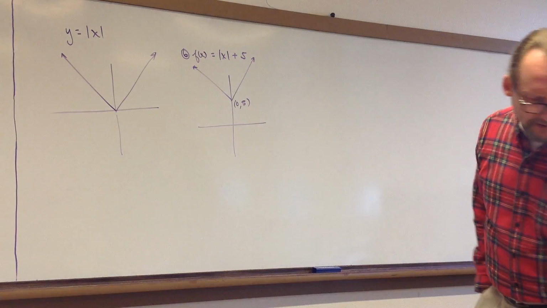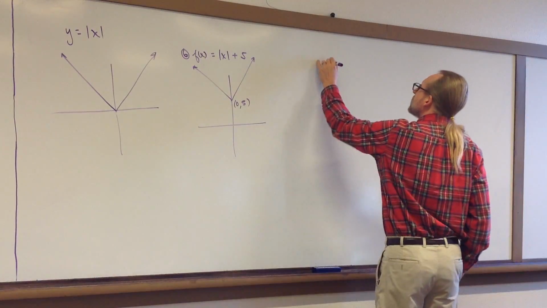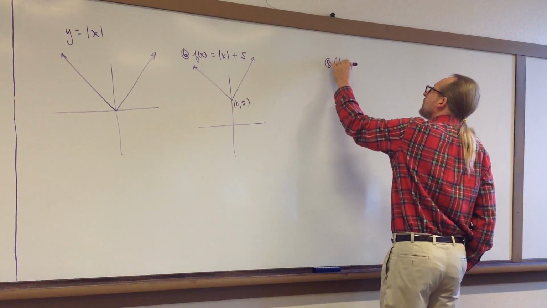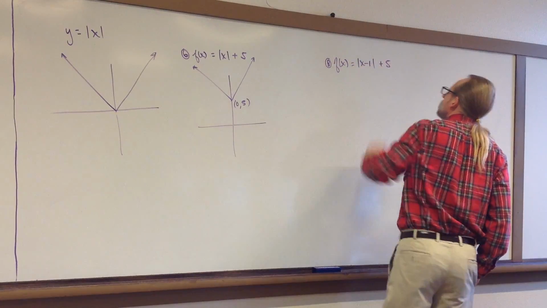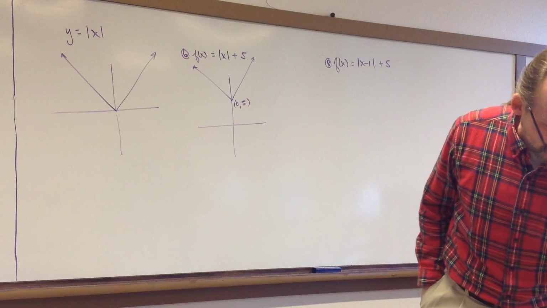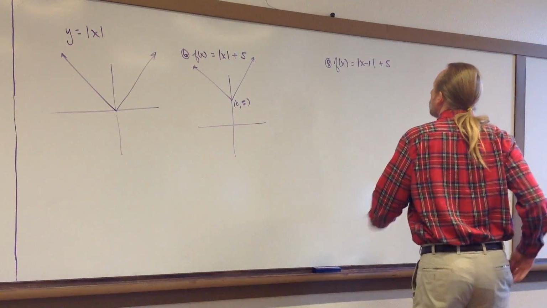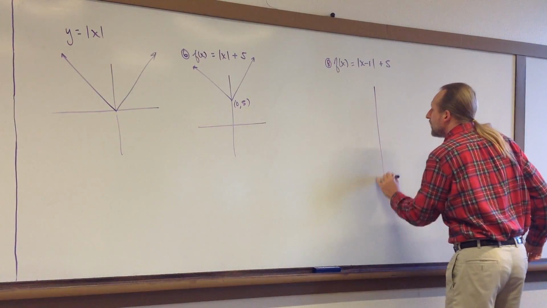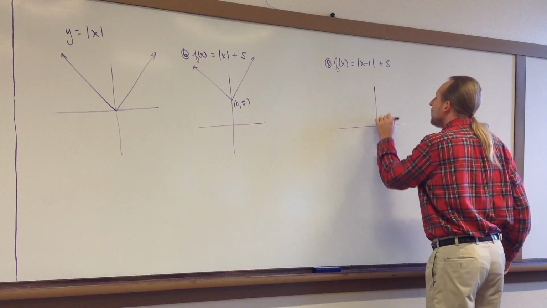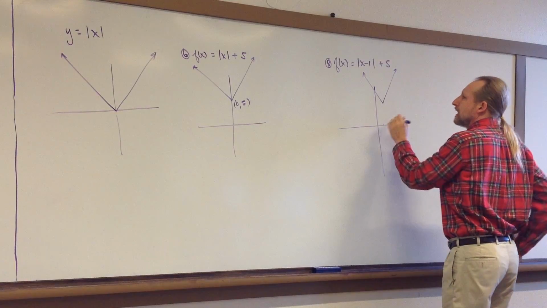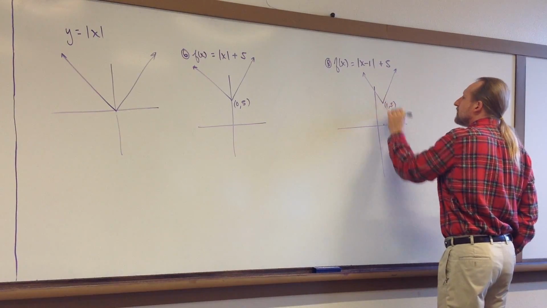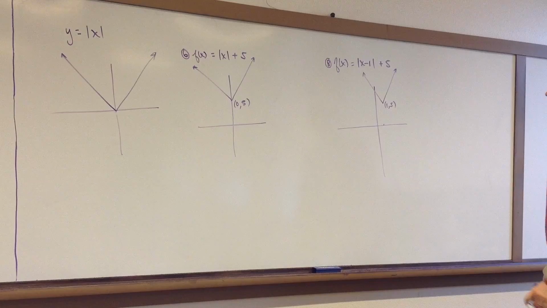And then the next one, problem 8. f of x equals absolute value of x minus 1, plus 5. This is going to shift 1 place to the right and then up 5. So that graph will look something like this, and this point is going to be at 1, 5.